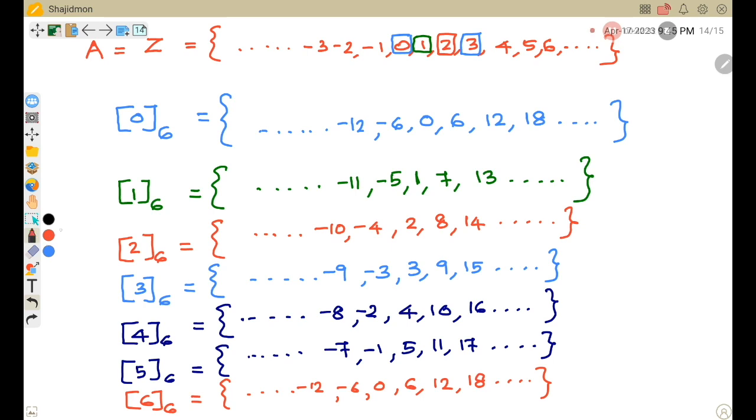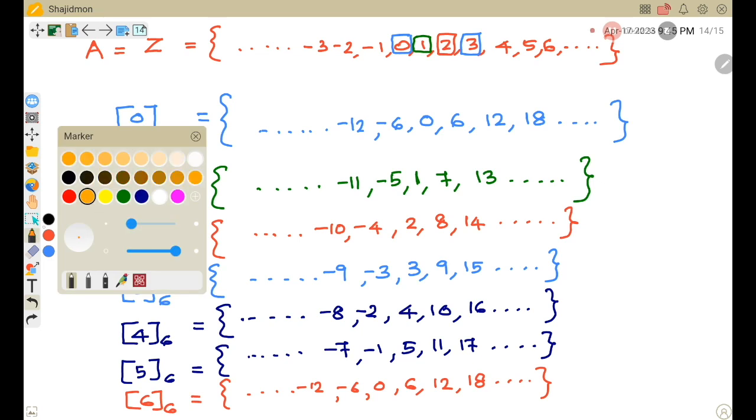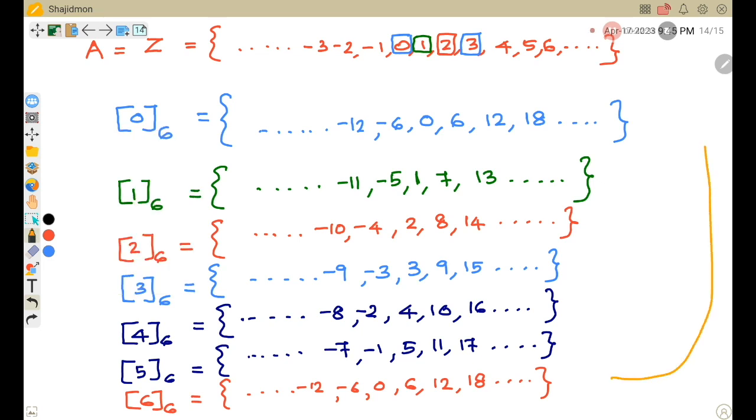Now what happened with this one? Actually this one is the same as the equivalence class 0, correct? You can see this one is the same as this one. Now this cycle is repeating. If you find more, the class of 6 will get you to 0, 7 means you will get to 1, and like that it will continue. So this is the same as the class 0 under modulo operation 6.